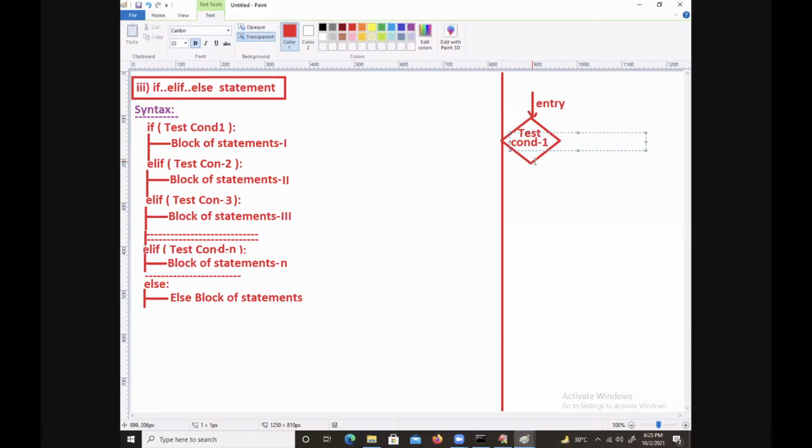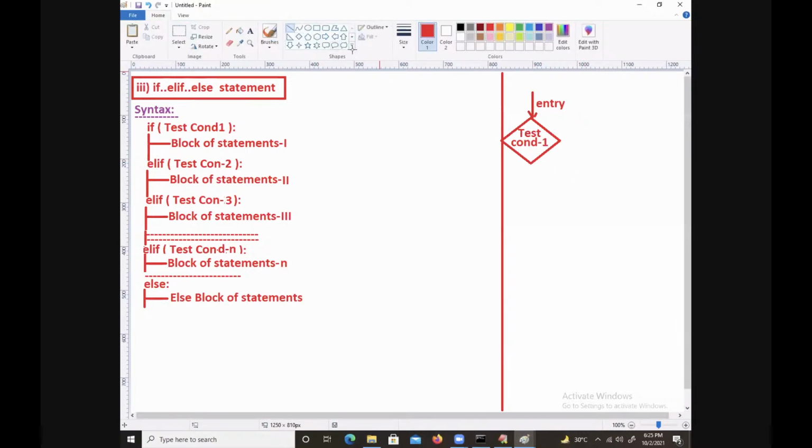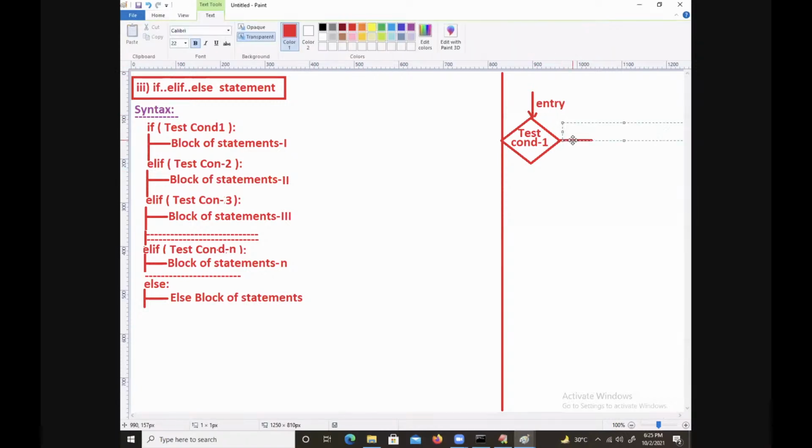If test condition 1 is true, what is happening, my dear students? Here the test condition is true, and it will execute block of statements 1. True: execute block of statements 1.